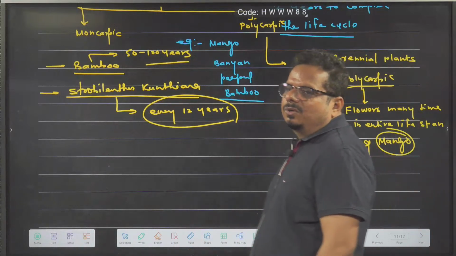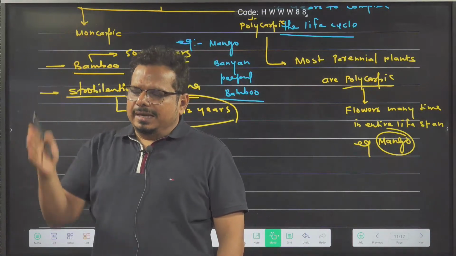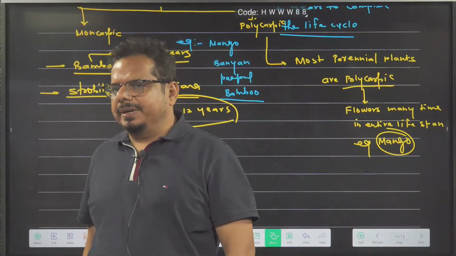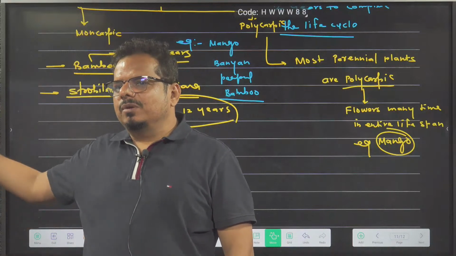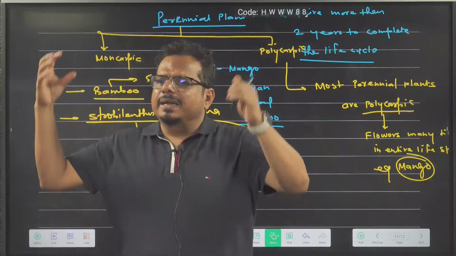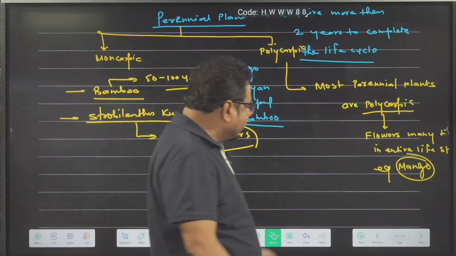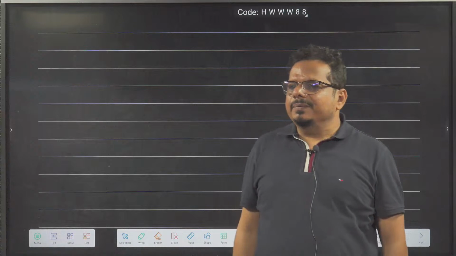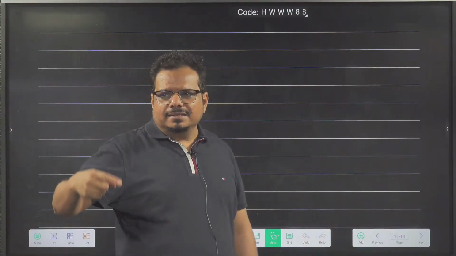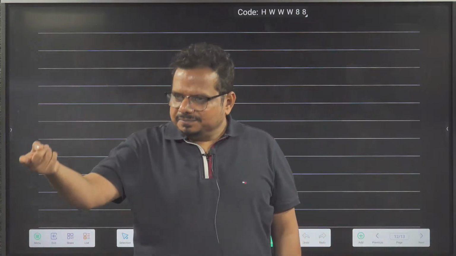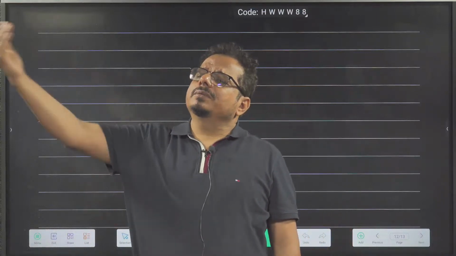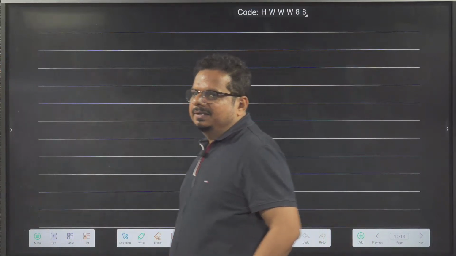So what terms did I tell? All annual and biennial plants are monocarpic, but some perennial plants are also monocarpic. Examples are bamboo and Strobilanthes kunthiana, but most of the perennial plants are polycarpic. They flower many times in their lifespan. Life cycle is a different thing. Lifespan is a different thing. Don't mix these two things. Life cycle means making a progeny. Lifespan is up to how long an organism survives. Is it clear?